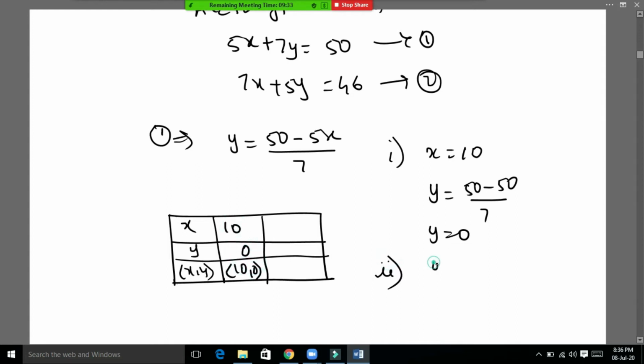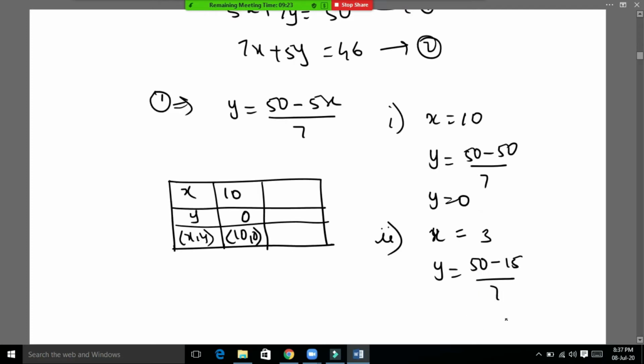Now second, we put x is equal to 3. So y is equal to (50 minus 5 threes are 15) upon 7. You have to substitute a value of x such that after calculating, the numerator must be divisible by 7. So y is equal to 35 by 7, that is 5. 5 sevens are 35. So (3, 5) is the next point.